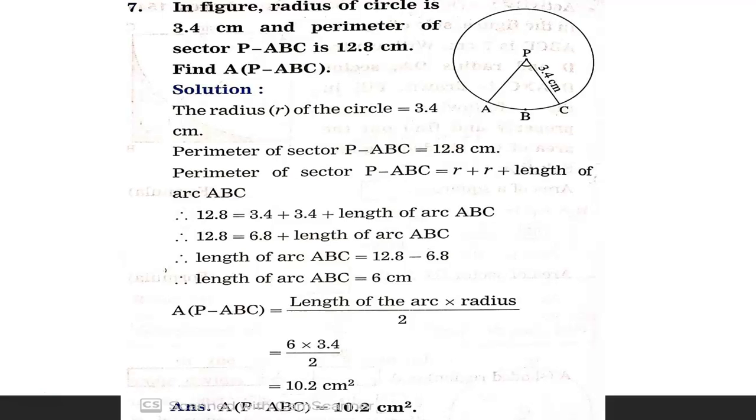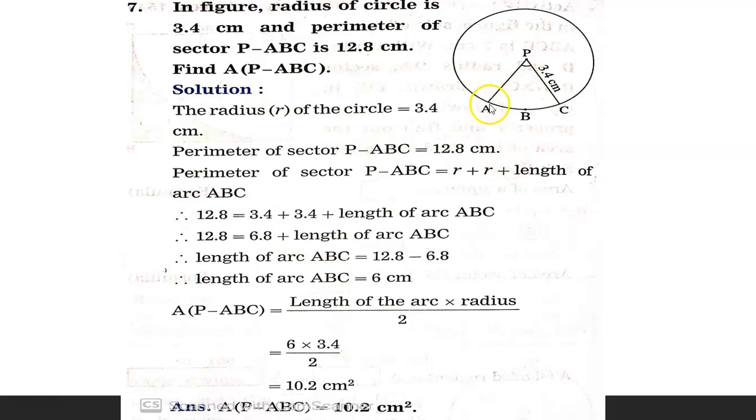Question number 7. In the figure, radius of circle is 3.4 centimeters and perimeter of sector PABC is 12.8 centimeters. Find area of sector PABC. Now, according to given information, radius of circle is 3.4, perimeter of sector PABC is 12.8.